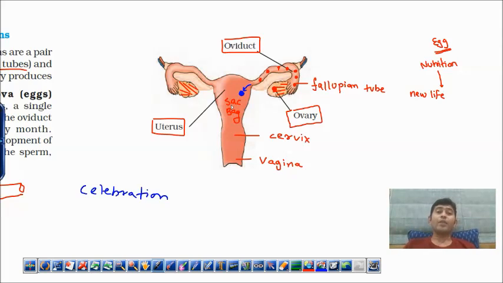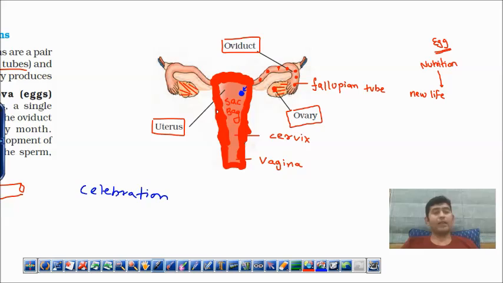Same way the body is sending congratulations. The body is sending gift, and that gift is in the form of blood. बहुत सारा खून यहाँ पे जमा हो जाता है, and uterus becomes thick and full of blood. The blood filled in the back. बीच में अभी भी खाली जगह है जहां पे अंडा बैठा है.